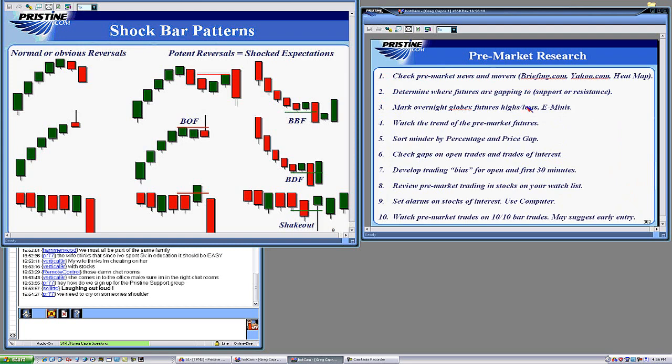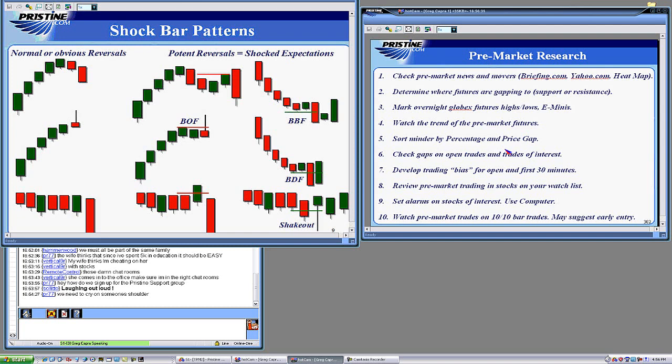You've got different sites that you can get information from. Briefing, Yahoo. Heat maps can generate ideas at the NASDAQ site. See where the markets are trading prior to the open. If you're looking at the futures, look at those overnight highs and lows. See what the trend is, as we look at that every morning in the chat room.